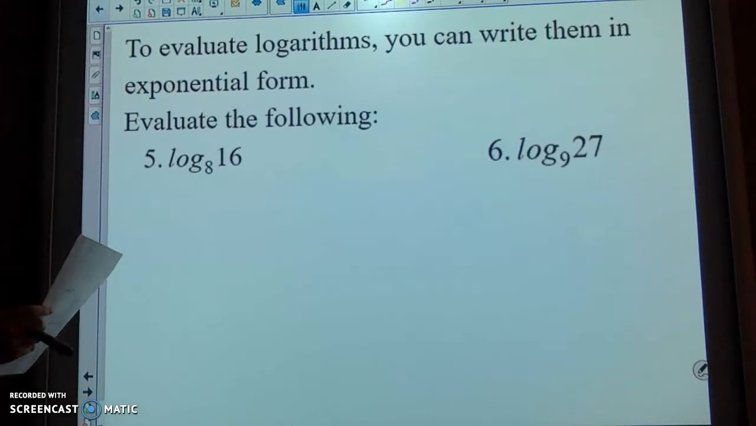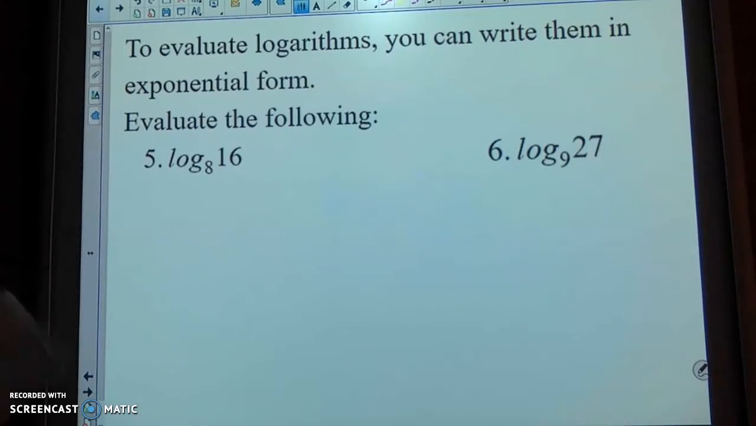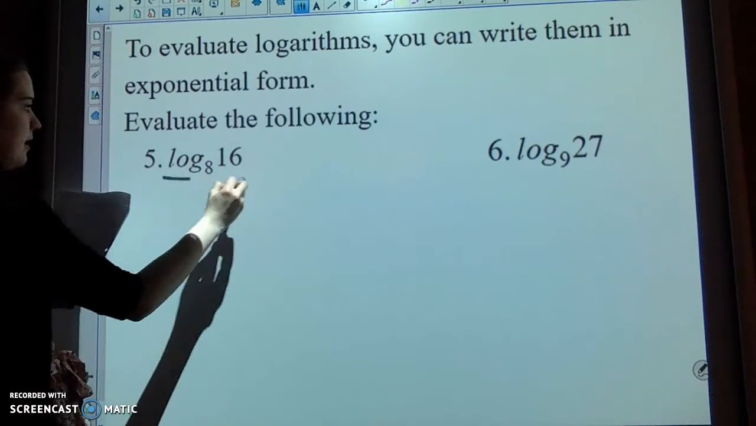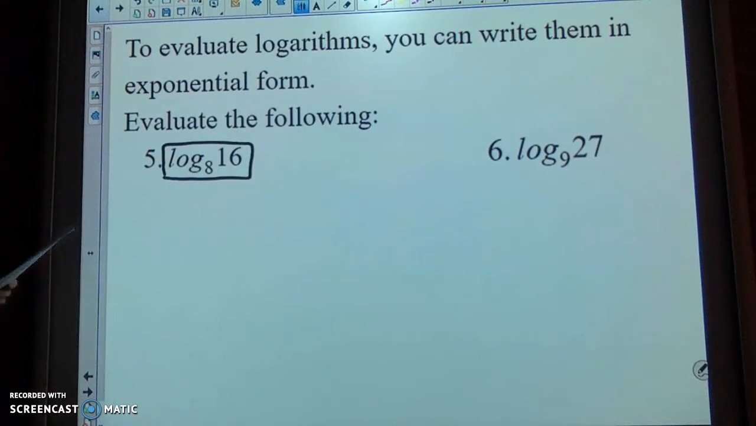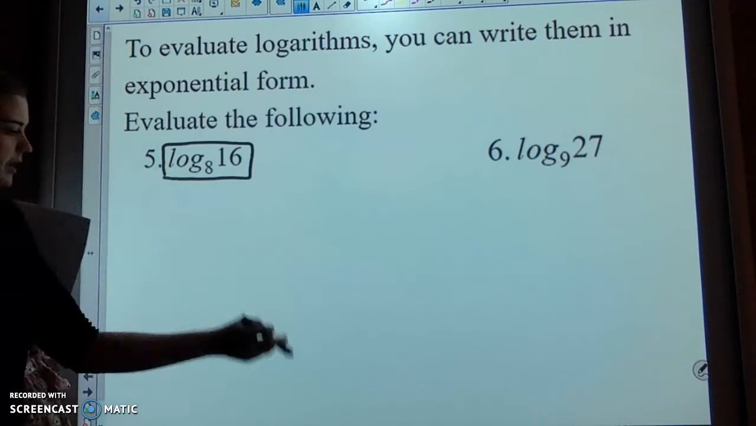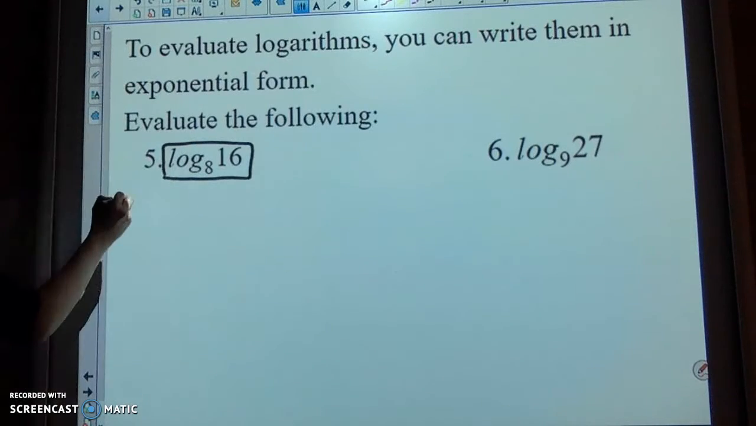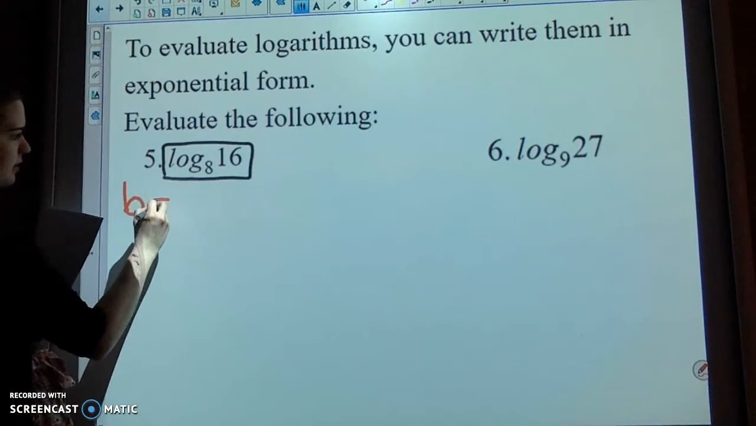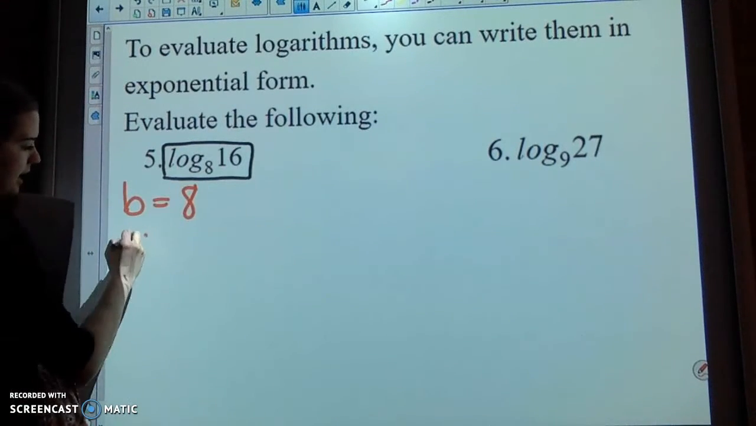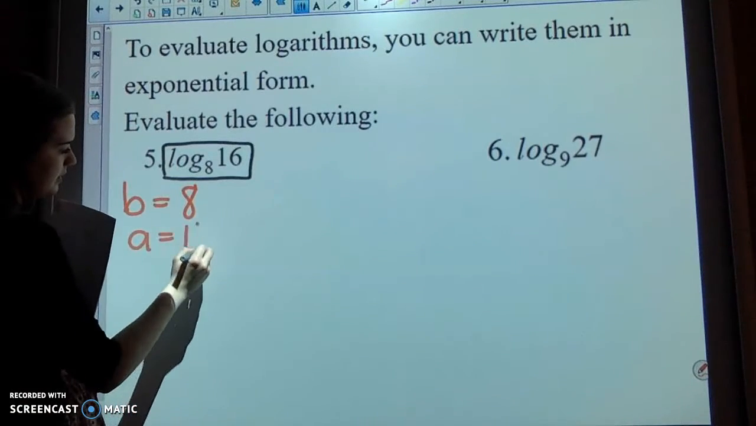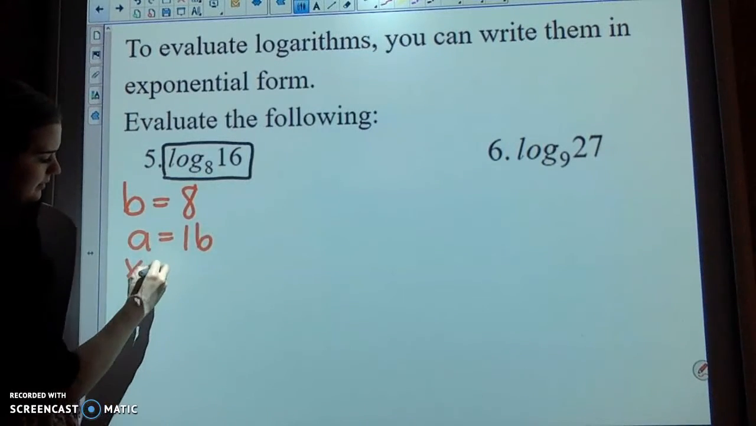So that's what we're going to do for 5 and 6 instead of the more complicated process that I don't think you guys would be able to get trying to do this on your own without mine or Emily's help. So let's do this. We have log base 8 of 16. So we go to our change of base formula, and we have log base b of a. So our b here is 8, and our a is 16. We're going to put our x is 10.